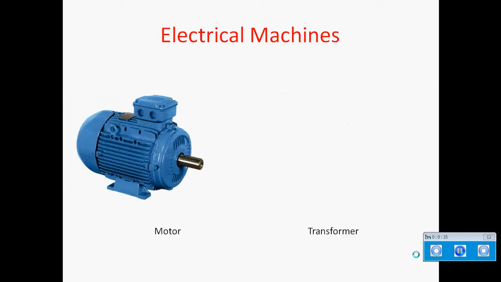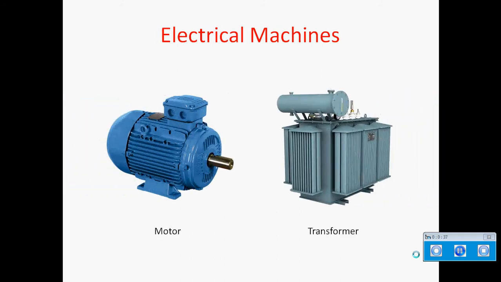Next is electrical machine. The electrical machine is a general term for machines using electromagnetic forces such as electrical motors, electric generators and others. They are electromechanical energy converters. Motor converts electricity to mechanical power and electric generator converts mechanical power to electricity.